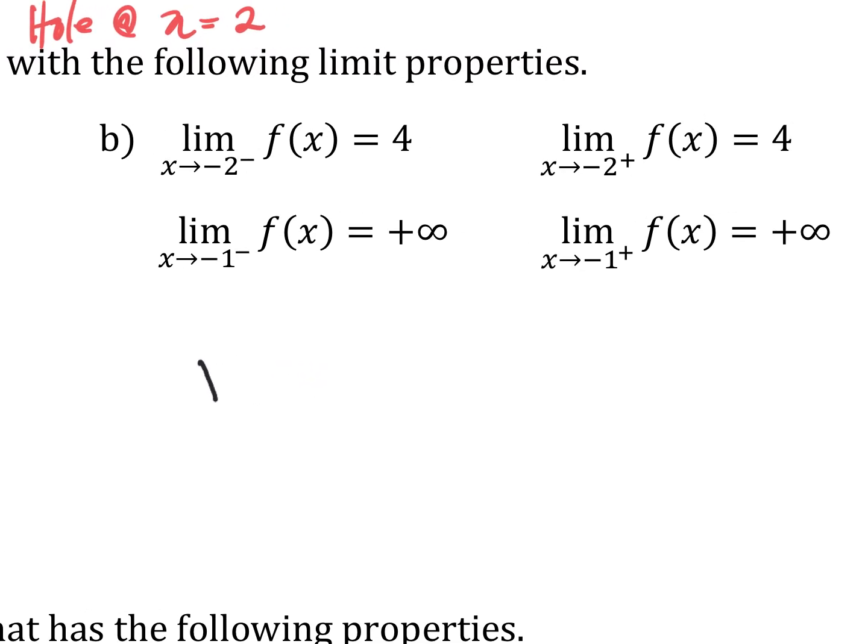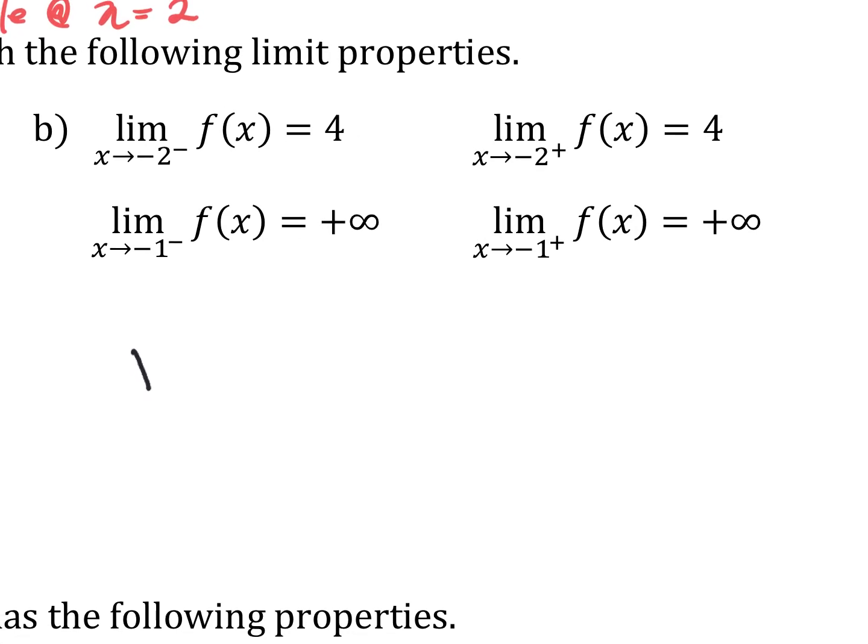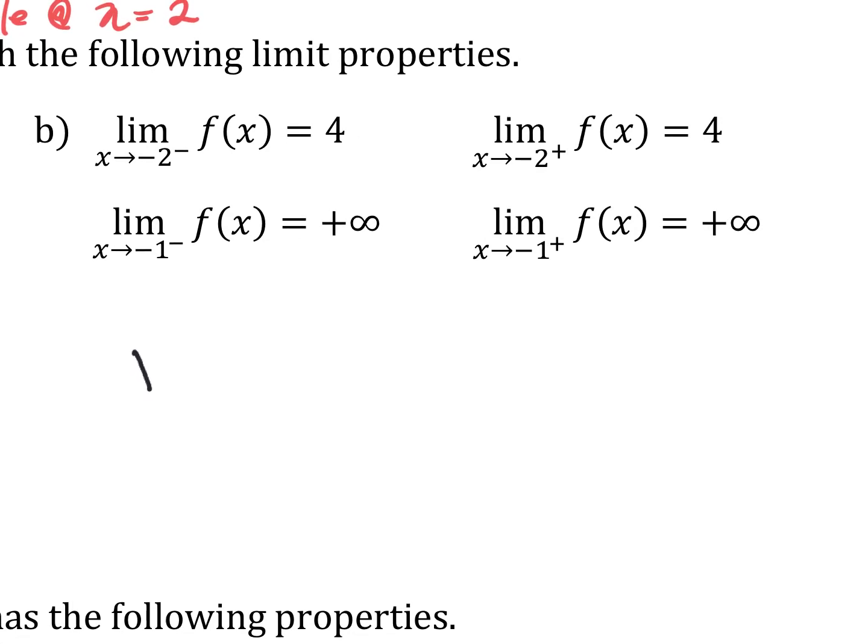Letter B. The limit of f of x as x approaches negative 2 from the left and also from the right is 4. So it means to say that this is going to give me again a hole at this point. So the hole is actually located at x is equal to negative 2.